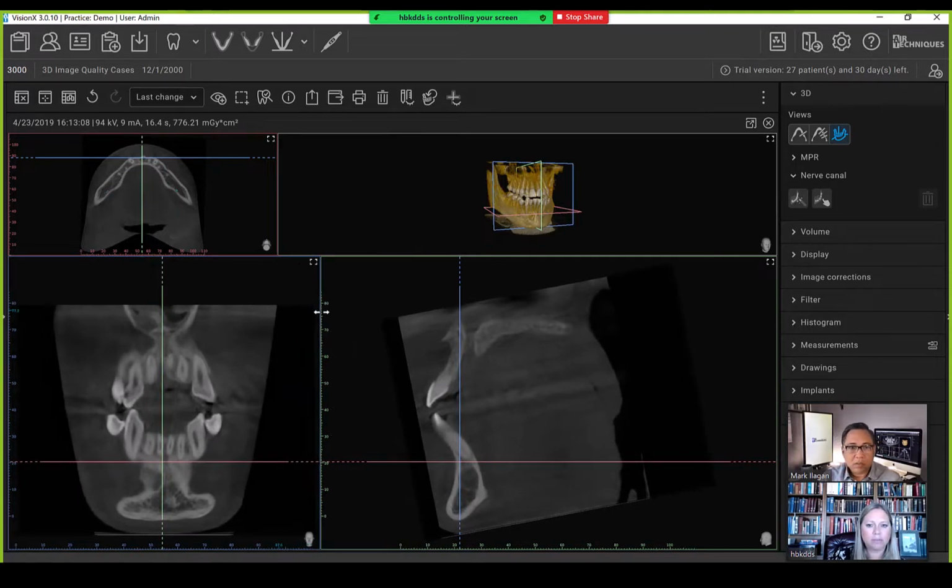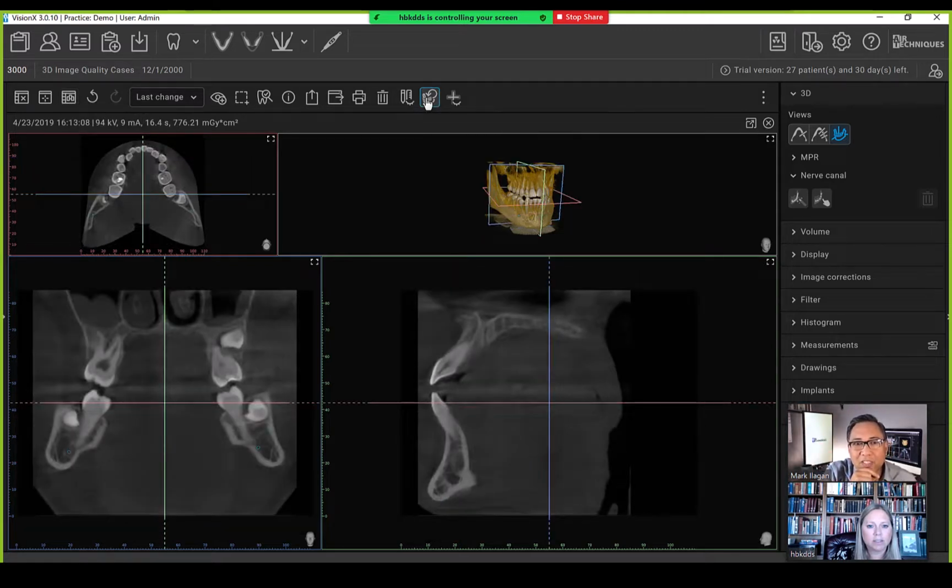Hold on, let me see if I can move. Is there an automatic way to make them go back to normal? Yeah, let me do that. It's up on the right side, and it's that skull with the arrow. Keep going to the right. There you go. Click on that, reset. Oh, it's reset all the views. Okay.